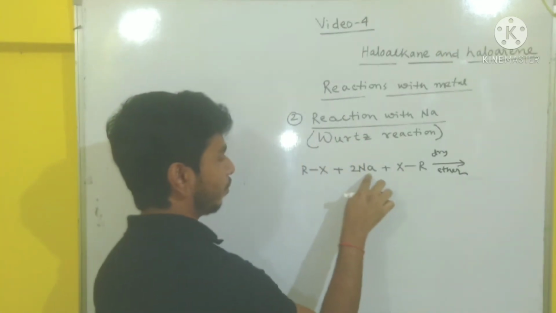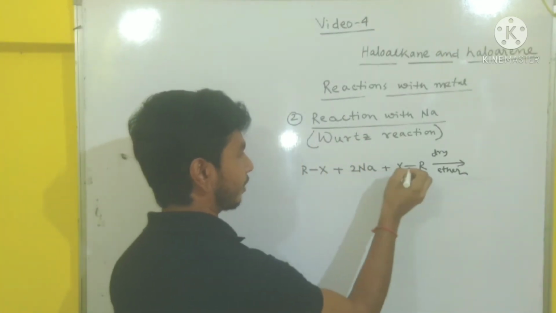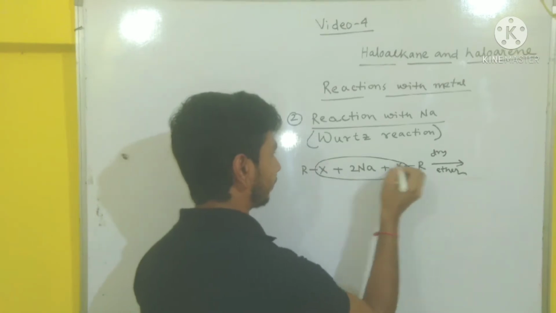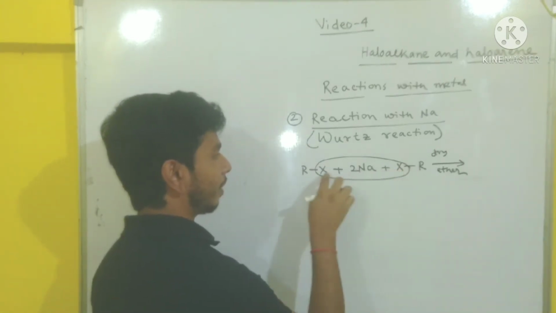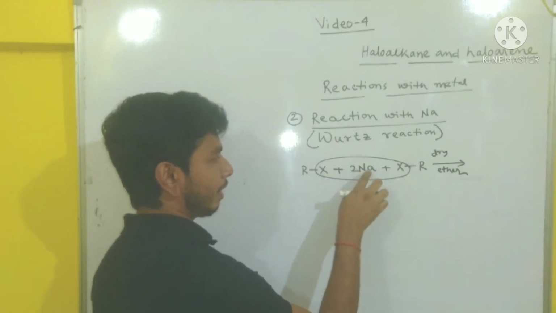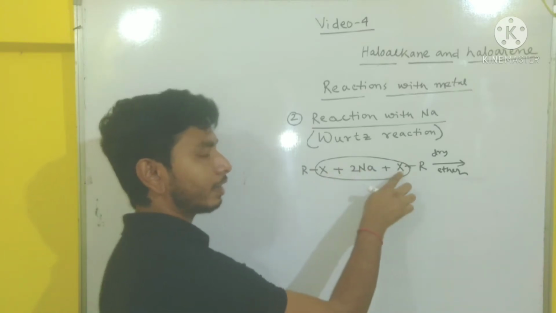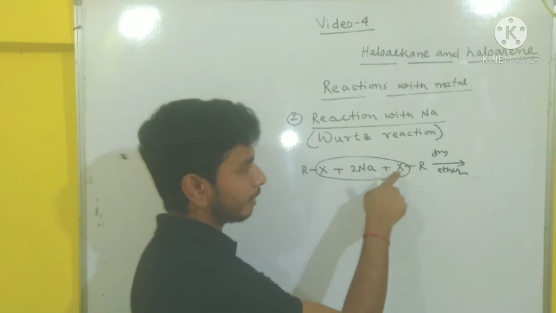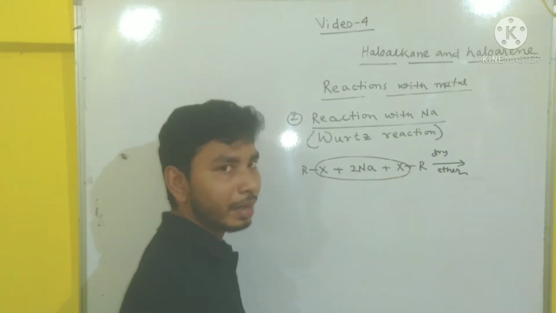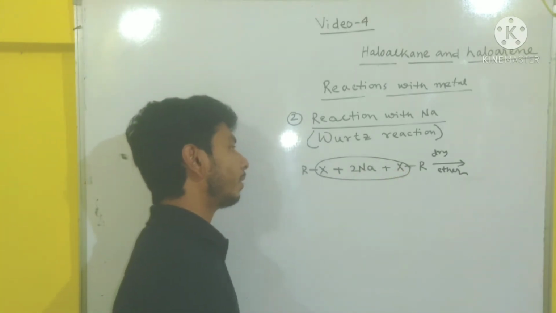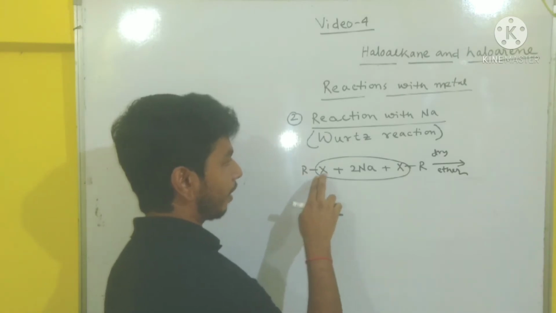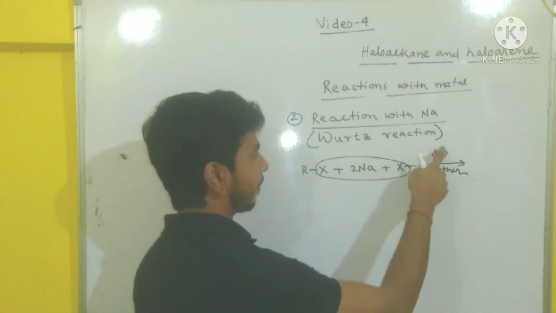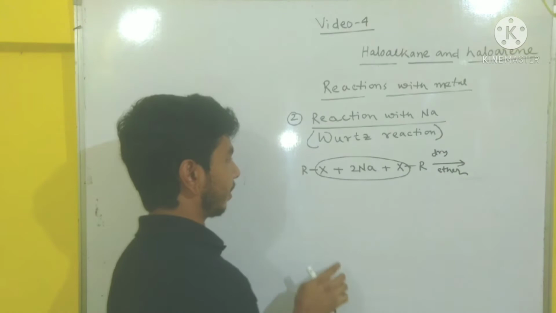So here the 2 Na and 2X, this part is removed. Twice Na and twice X, that is twice NaX. If X is Cl, it will be twice NaCl. If X is Br, it will be twice NaBr, like this. So alkyl halide upon treatment with metallic sodium in presence of dry ether, what will be the product?